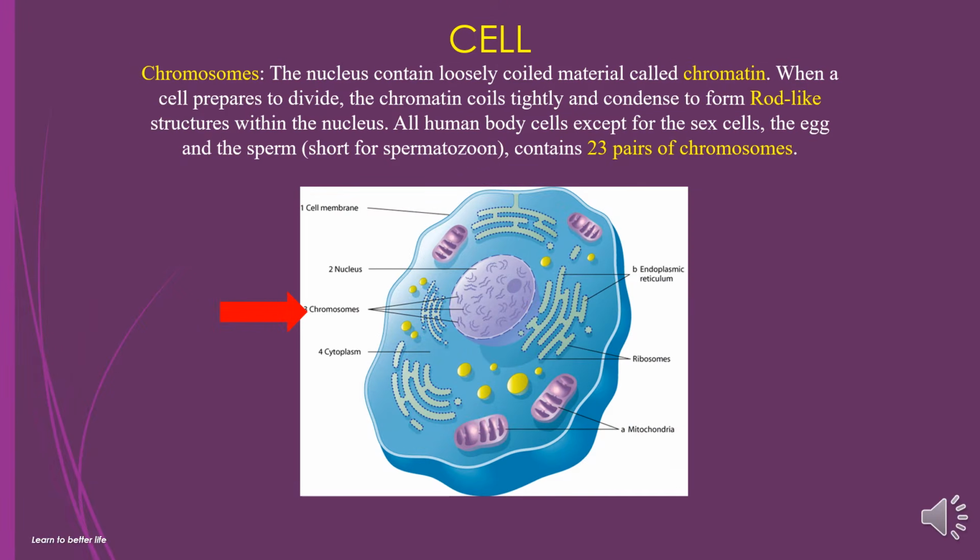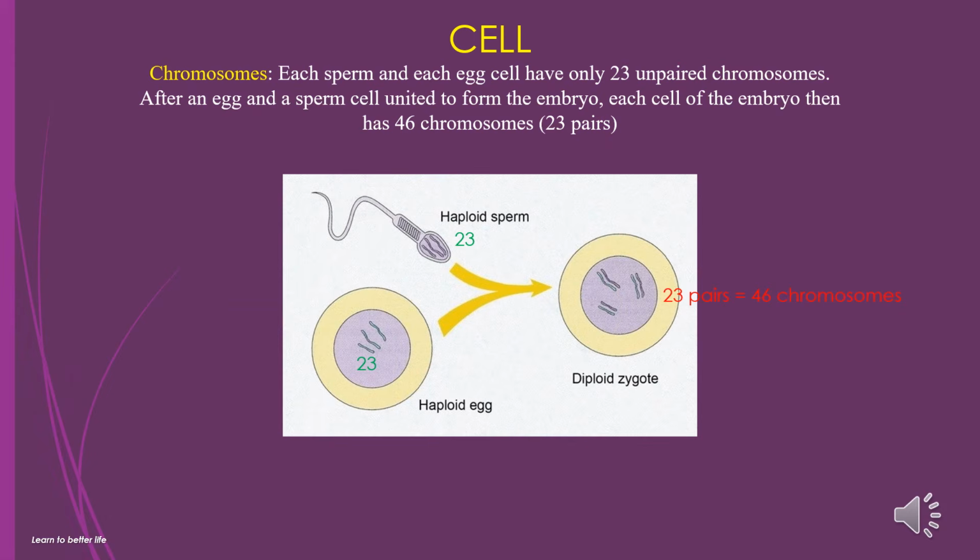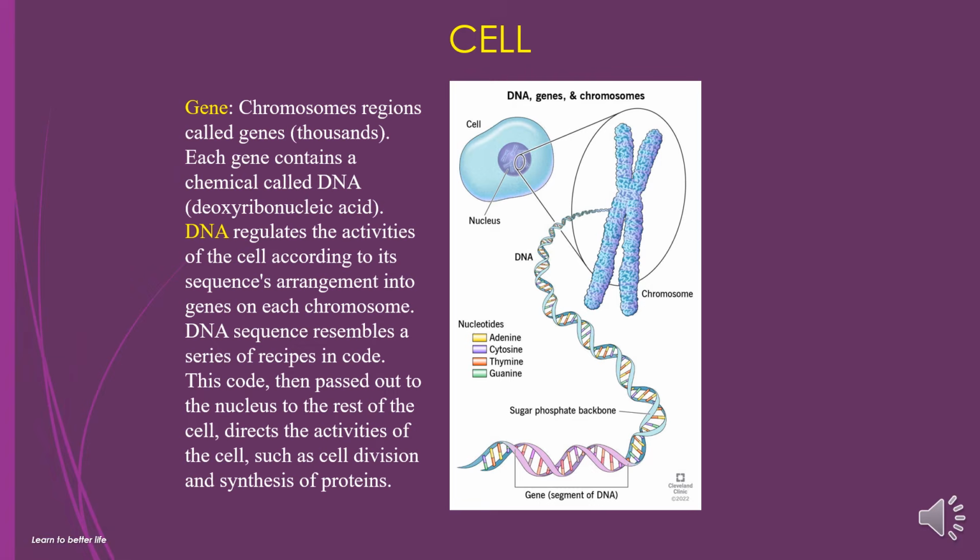Chromosomes. The nucleus contains loosely coiled material called chromatin. When a cell prepares to divide, the chromatin coils tightly and condenses to form rod-like structures within the nucleus. All human body cells, except for the sex cells, the egg and the sperm, short for spermatozoon, contain 23 pairs of chromosomes. Each sperm and each egg cell have only 23 chromosomes. After an egg and a sperm cell unite to form the embryo, each cell of the embryo then has 46 chromosomes, 23 pairs.